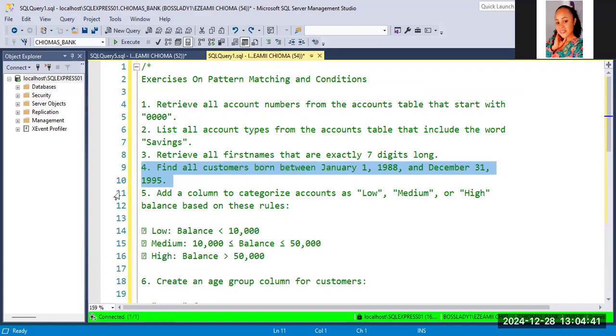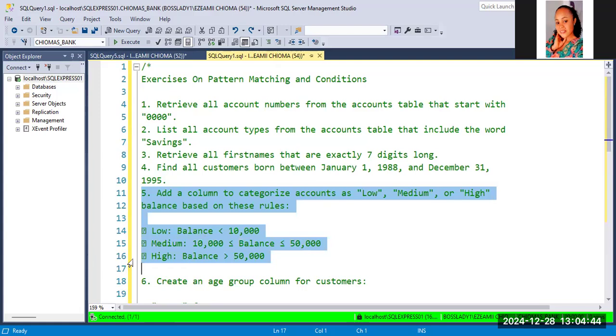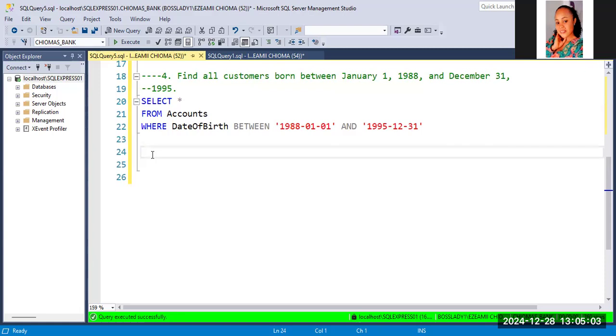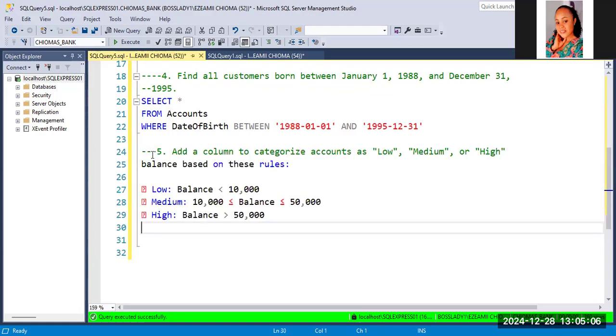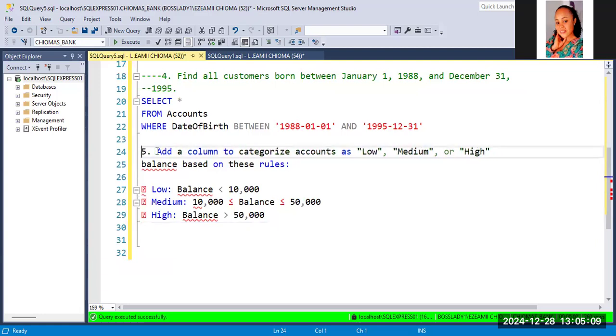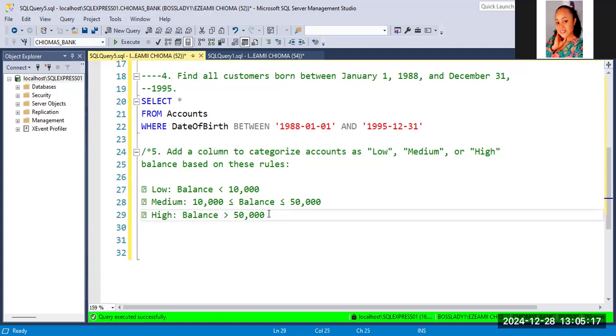So we look at question number 5. This is telling us to add a column to categorize accounts as low, medium, or high balance based on these rules: when the balance is less than 10,000, when it's between, and when it's more than 50,000. So we have to add a column to the output. Whatever information we are getting, we have to categorize it. All the customers, the ones that are having high balance and the ones that are having low balance, we have to categorize them. That's what we're going to do here.